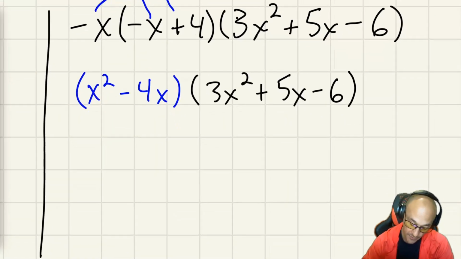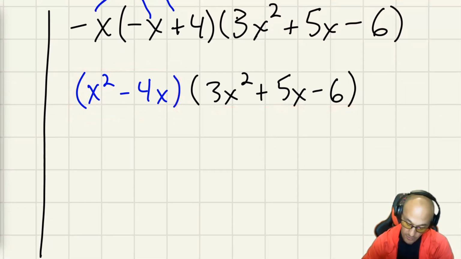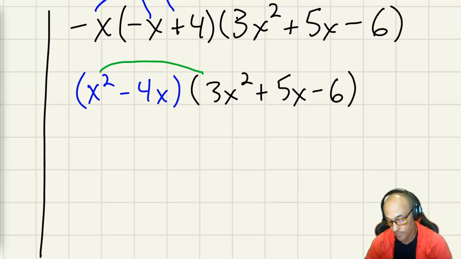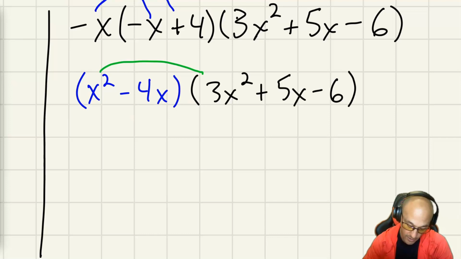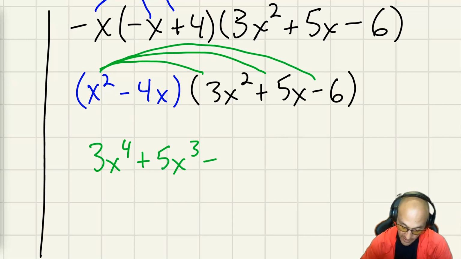Next, I'm going to multiply each of the terms from my binomial by all three of the terms here. So you'll see 3 arcs going from the first term into the trinomial, and 3 arcs from the second term into the trinomial. So x squared times 3x squared is 3x to the 4th power. x squared times 5x is positive 5x cubed. x squared times negative 6 is negative 6x squared.